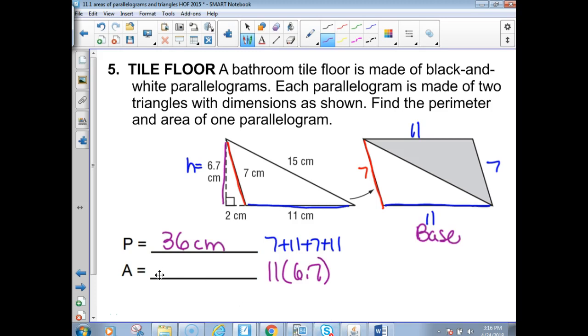Can someone do that, please, on your calculators? How much? It's only 73.7, okay? And square centimeters. Be careful with your labels.